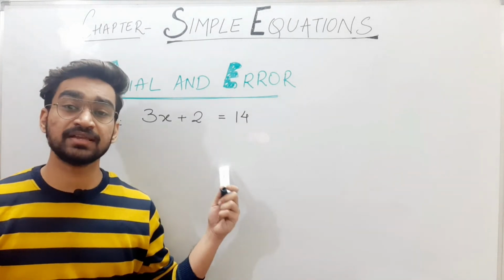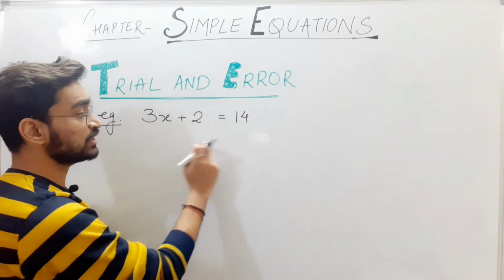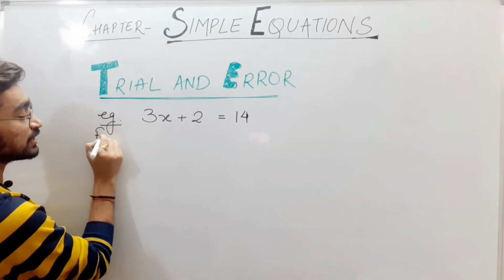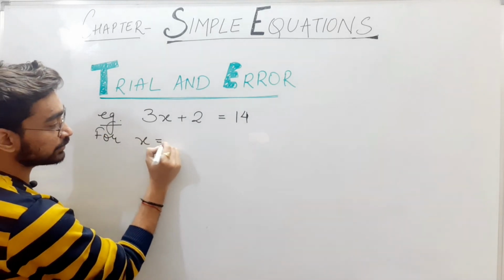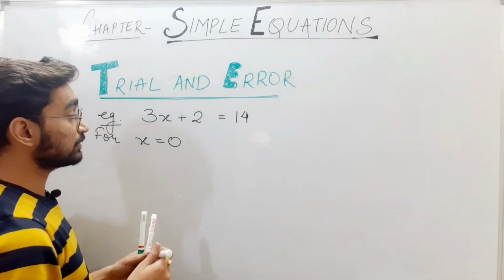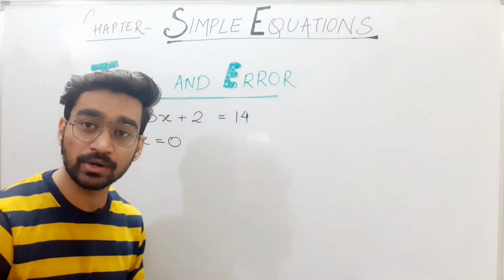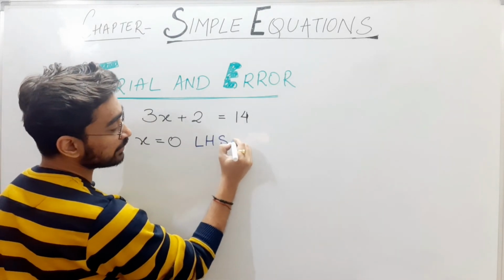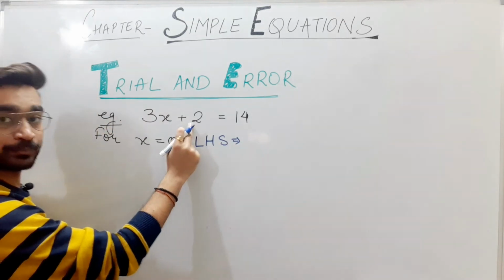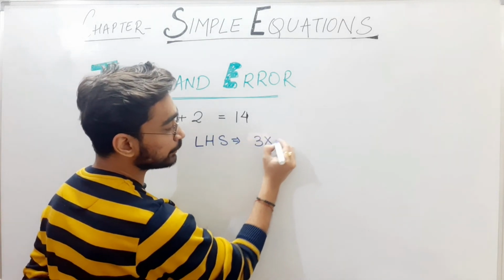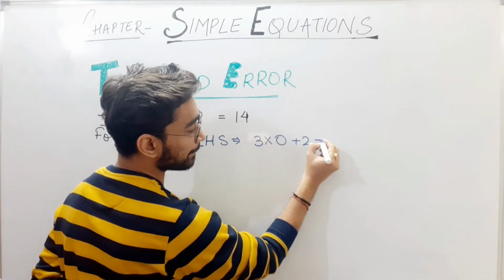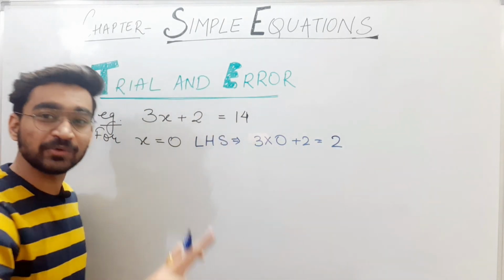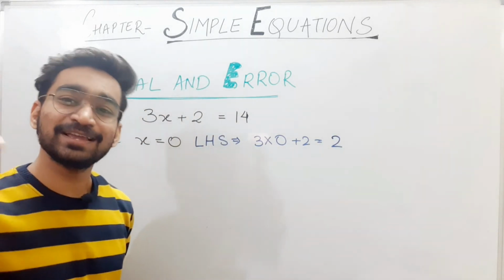Now let's take a different example, that is 3x plus 2 is equal to 14. First of all we will check for x is equal to 0, whether the LHS and RHS are equal or not. So our LHS, I am writing here in short form, is 3x plus 2. So 3 into 0 plus 2. How much will it be? 3 into 0 is 0, plus 2, it will be equal to 2. So LHS is not equal to RHS, that's why we will go for the next one.